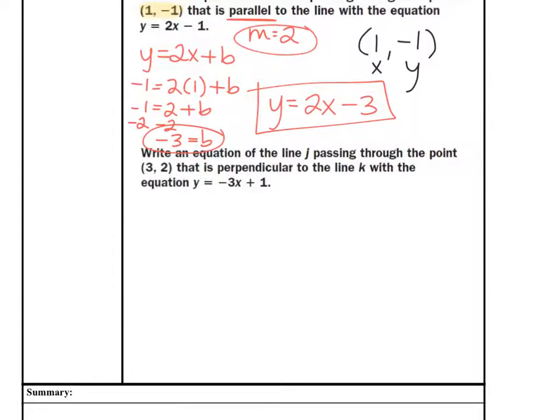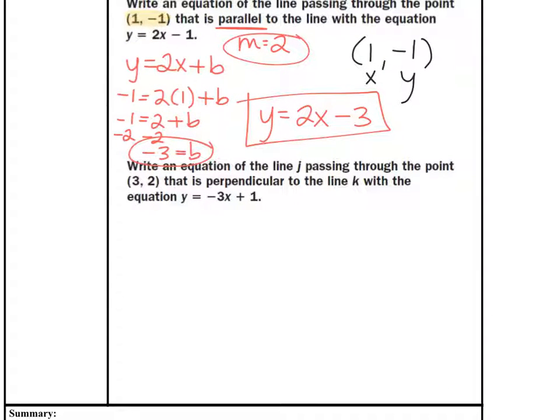Okay. Last one. It says write an equation of the line passing through the point (3, 2) that is perpendicular to the line K that has an equation of y equals -3x plus 1. If we want it perpendicular to -3x plus 1, Tori, what does my slope need to be if it's perpendicular? If we want it to be perpendicular to -3, what would the slope need to be? 1/3. So we get that opposite reciprocal slope.